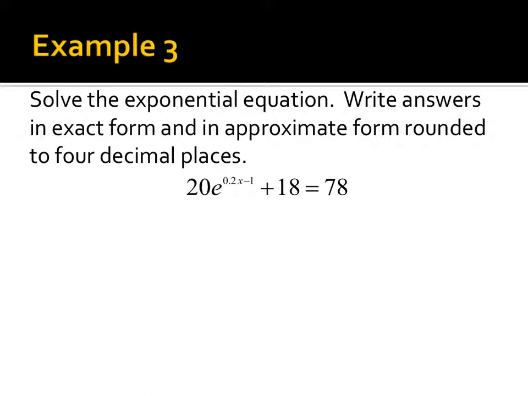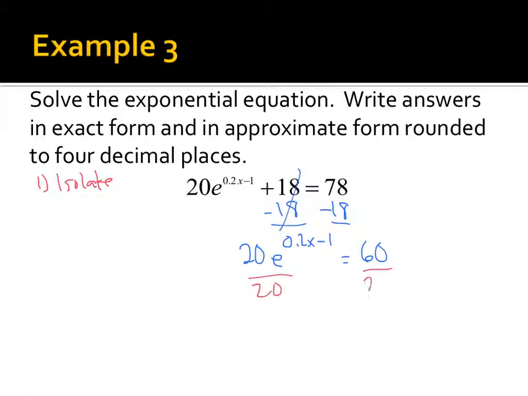Let's isolate. So the steps are all the same here. Let's isolate this. So let's subtract 18 from both sides. That cancels. So I get 20 e to the 0.2x minus 1 equals 16. Let me divide by 20 on both sides. This is very nice. This is gone. So I get e to the 0.2x minus 1 equals 3.